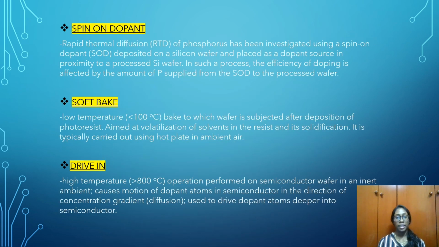Now let's look at the spin-on dopant process. So what happens in the spin-on dopant process? A rapid thermal diffusion, RTD, of phosphorus has been investigated using a spin-on dopant, SOD, deposited on a silicon wafer, and it is then placed as a dopant source in proximity to a processed silicon wafer. In such a process, the efficiency of doping is affected by the amount of phosphorus supplied from the SOD to the processed wafer.